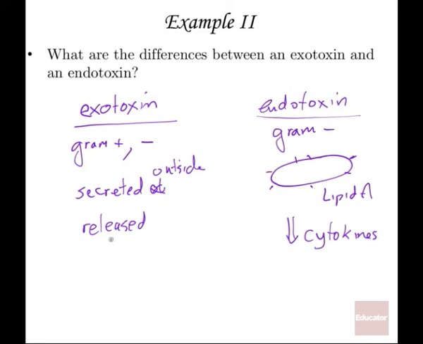So the exotoxin can actually cause direct tissue damage, and the endotoxin was more indirect. It caused the macrophage to secrete the cytokines, so it was more of an indirect mechanism. So that's the way to tell the two apart: go through each property that each of them has and see how they are similar and also how they are different.